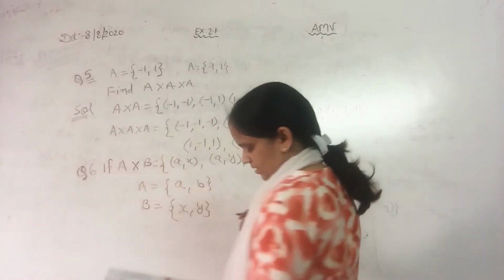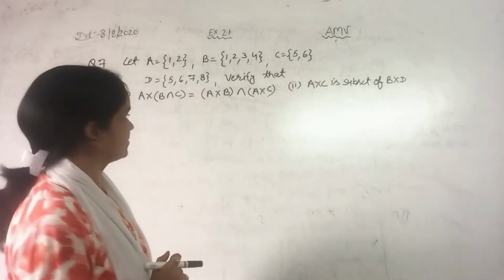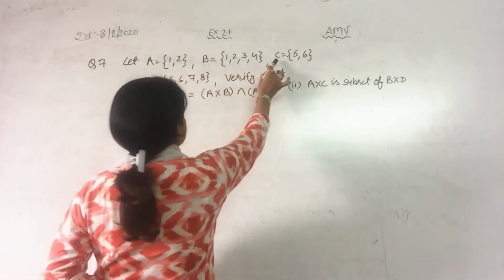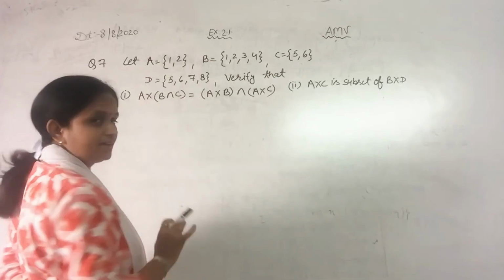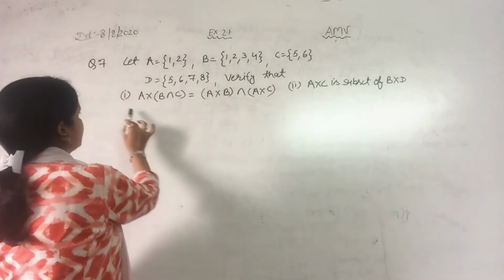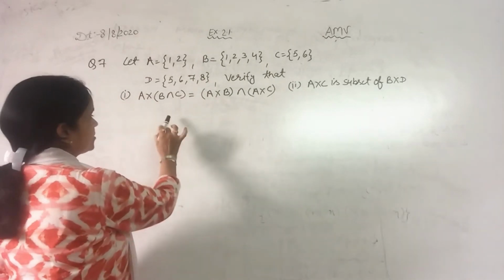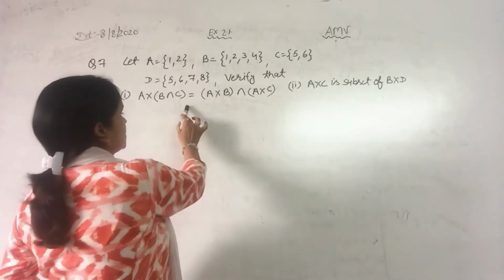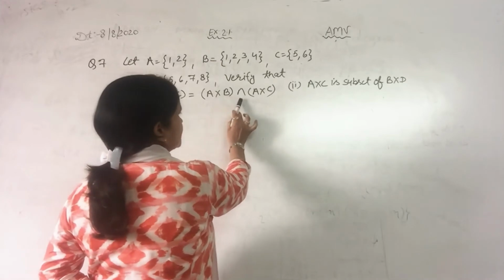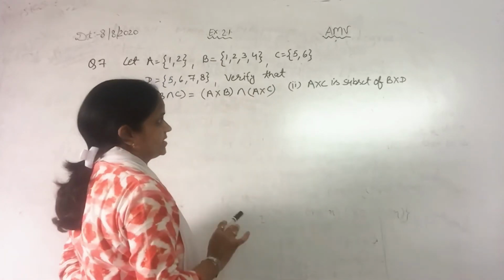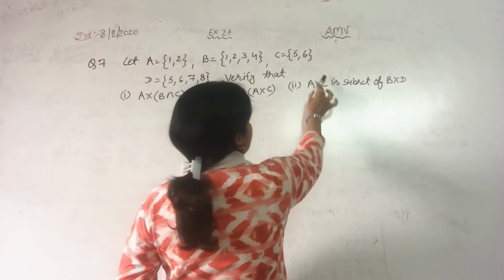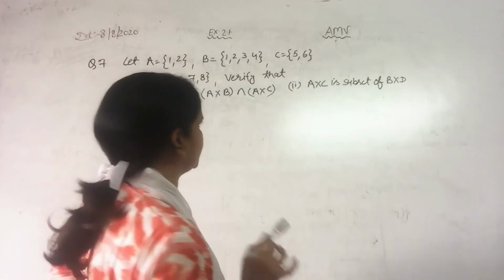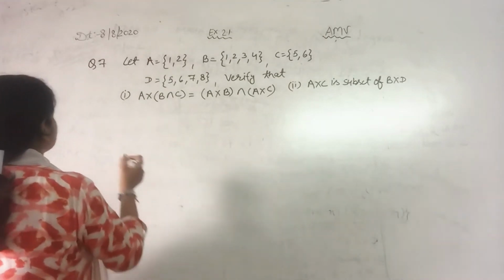Now move ahead. Let's start question number 7. The question is, let set A, set B, set C and set D be given. Verify that first, Cartesian product of A and B intersection C is equal to Cartesian product A×B intersection Cartesian product A×C. And second, Cartesian product A×C is a subset of Cartesian product B×D. So let's start the solution.